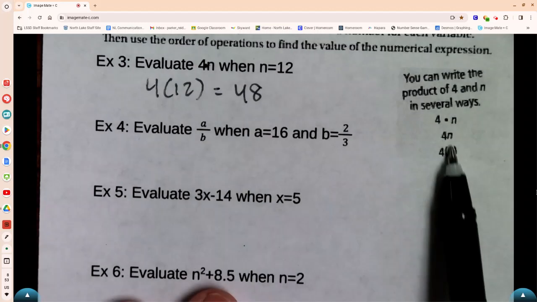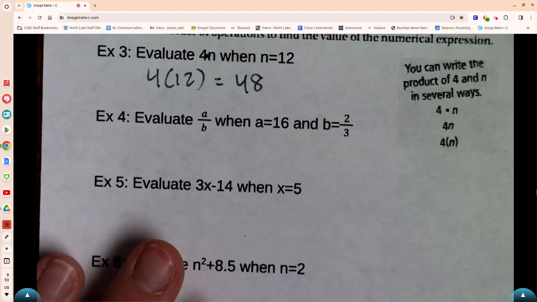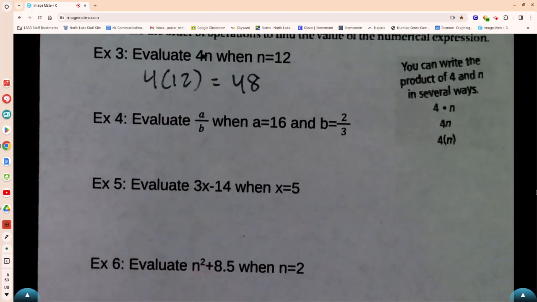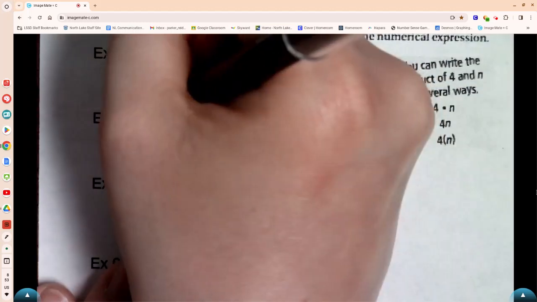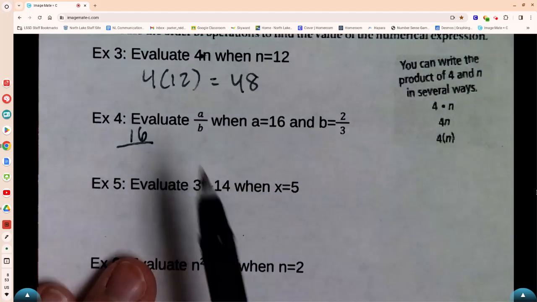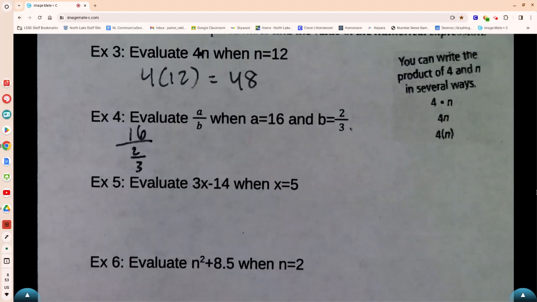And over here, you can see another example that they're being multiplied. All right, this one says evaluate a over b when a equals 16 and b equals 2/3. So first I'm going to substitute. I'm going to take out a and write in the number 16. I'm going to take out b and write in the number 2/3. Well, that looks super weird. I have like a fraction within a fraction.